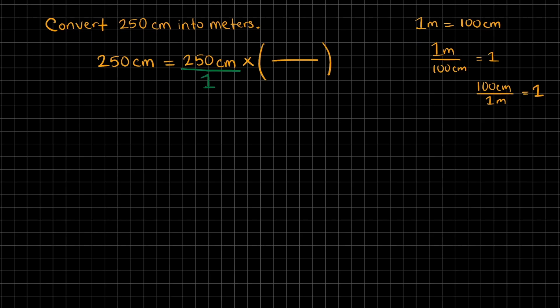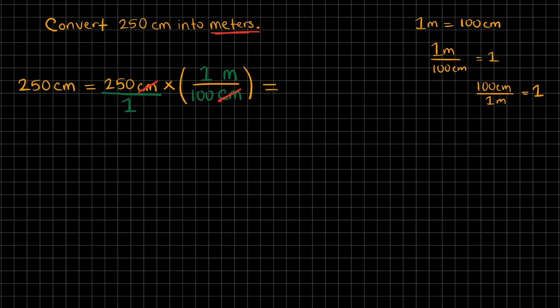So if I want to cancel it, centimeters must be on the bottom and I must have meters up on top. Well, hey, I can fill in the numbers. I know 1 meter is equivalent to 100 centimeters. What that does for me is that it cancels out centimeters and centimeters, and it leaves me in a unit of meters, which is exactly what I want. So now that I've reached the goal to convert to meters, I can proceed with my next step.